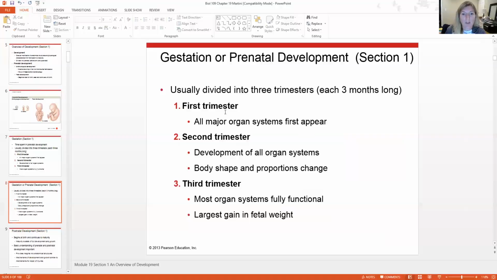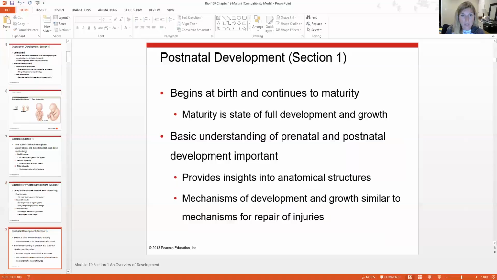The first trimester is when all the organs appear. The second trimester is when body shape and proportions will start to change. And then the third trimester is when the fetus will gain lots of weight. And you probably will too. At least I did. So postnatal development is from birth to maturity.